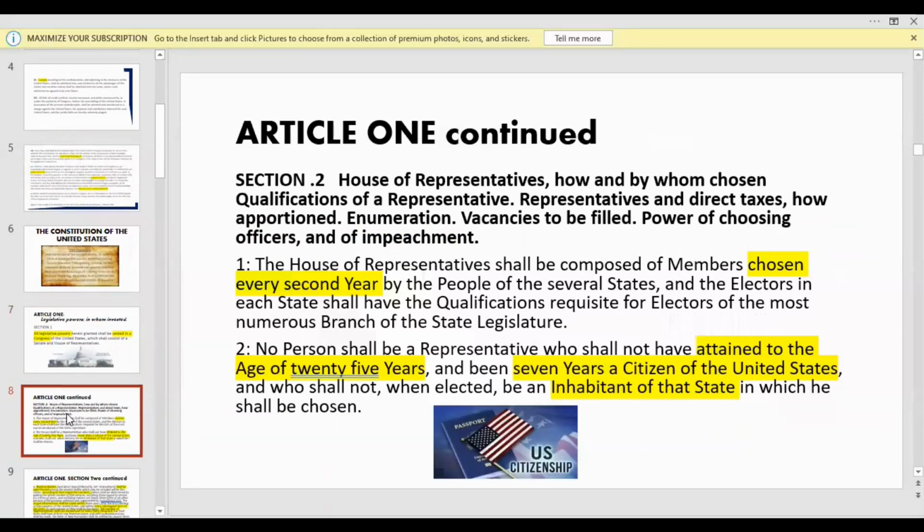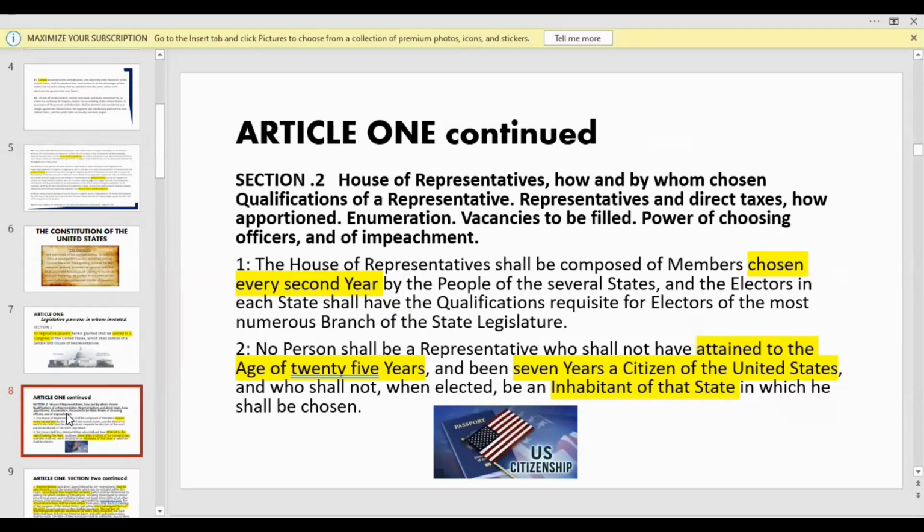Section 2 of Article 1 talks about the creation of the House of Representatives. So some of the things that we're going to look at, and I'm going to compare them to what failed in the Articles of Confederation. Members of the House of Representatives shall be chosen every second year.